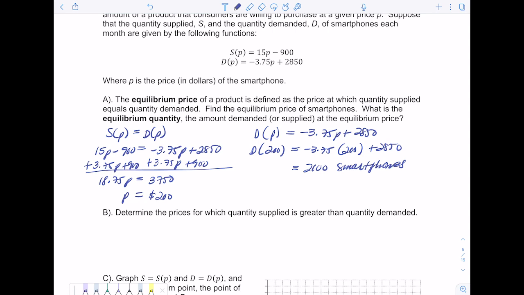So exactly what does that mean? Like, what did you find? A lot of times in word problems, you get an answer, but you don't understand what it is. So how would you interpret that? At $200 per smartphone, the company would sell and produce 2,100 phones with no shortages or excess inventory.